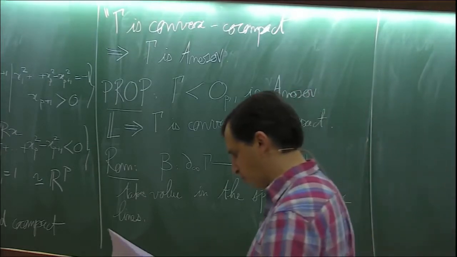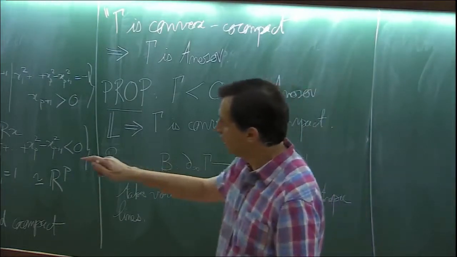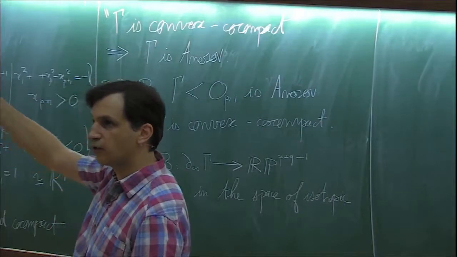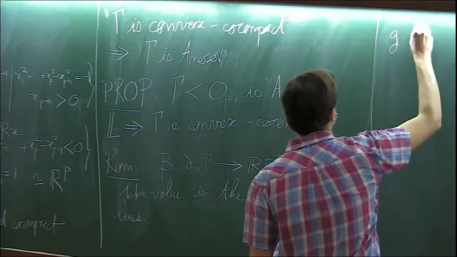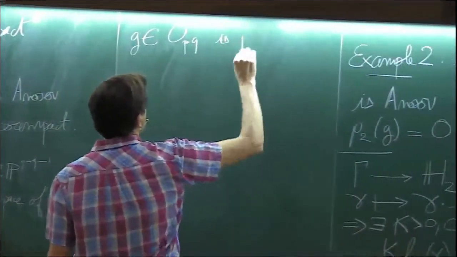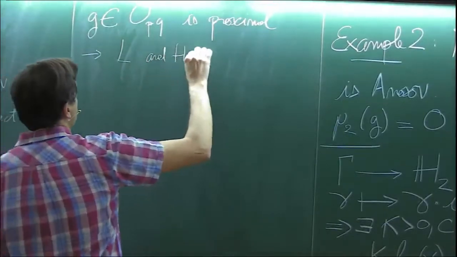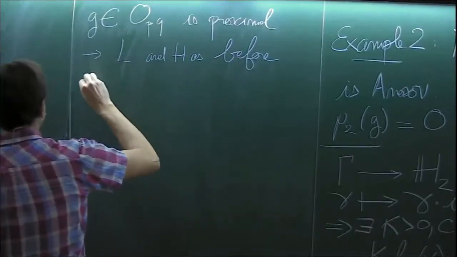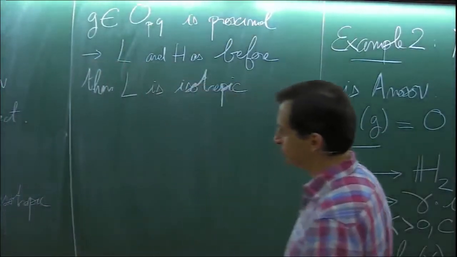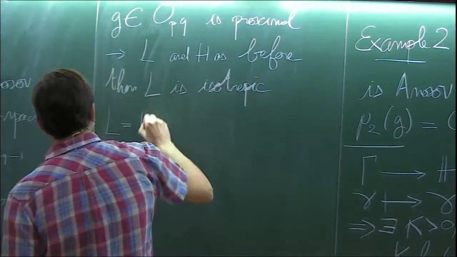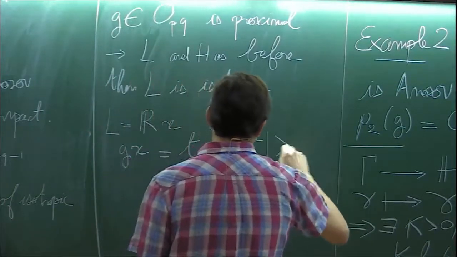So maybe I will explain this more carefully later, but it is not really difficult to show that if you have a fixed point of a proximal element, the fixed point of a proximal element is always an attracting one. I will say it proves that if g in O(p,q) is proximal, so I have L and H as before, then L is isotropic. And why is it so? Because L is generated by one element x, and g of x is t times x with t bigger than one.